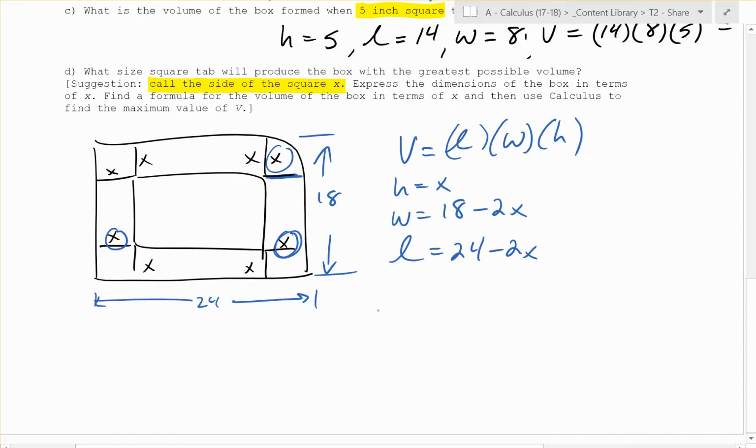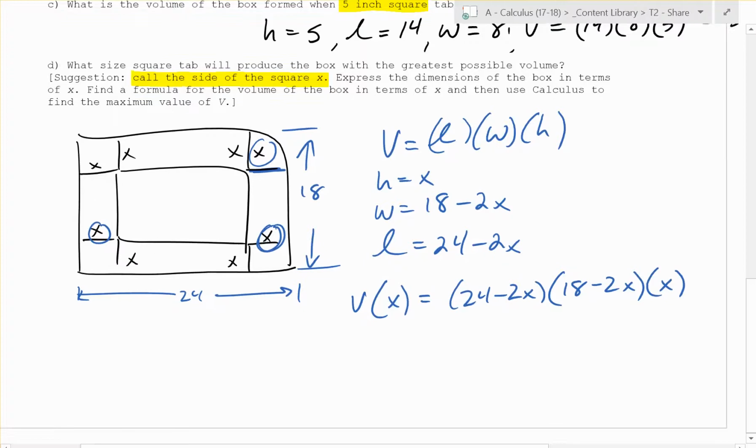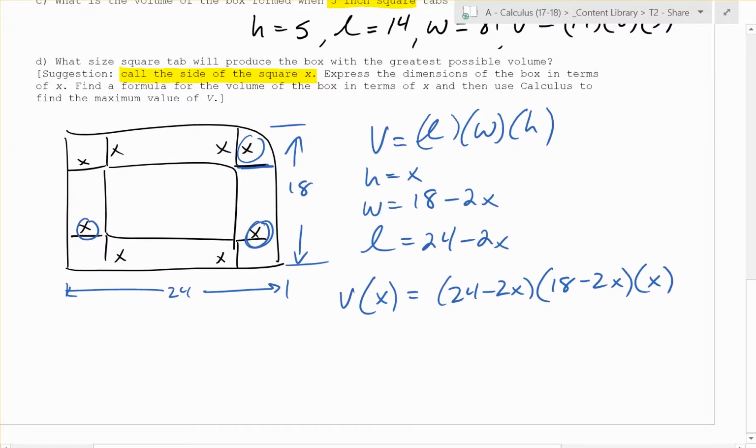So now we know that the volume in terms of x is going to be length, 24 minus 2x, times width, 18 minus 2x, times the height of x. We now have volume just in terms of x. So we've expressed the dimensions of the box in terms of x, and then we found a formula for the volume. So we now want to maximize the volume. We want the greatest possible volume.